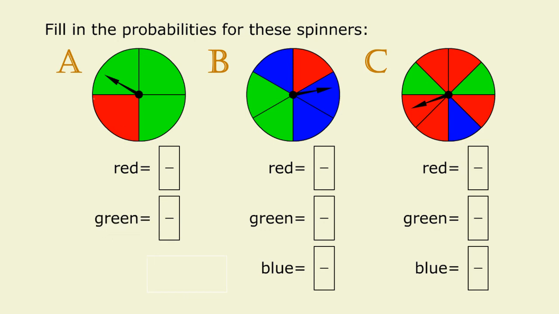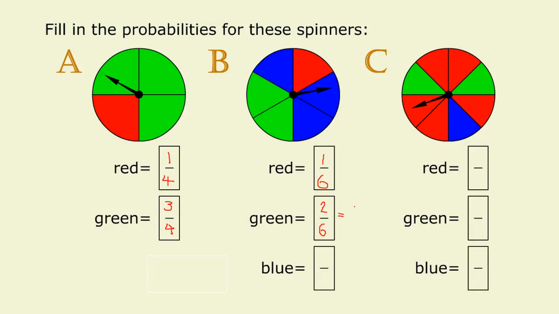So if we want red on the first spinner, there is only one red section out of the 4. So that probability is 1/4. If we look at green, there are 1, 2, 3 green sections out of the 4 possibilities altogether. So that's 3 out of 4. If we look at B, there is 1 red section, but this time there are 6 possibilities altogether, 6 different sections we could land in. So 1 out of the 6 would give us red. If we look at green, there are 2 green sections, 6 sections we could land on altogether.